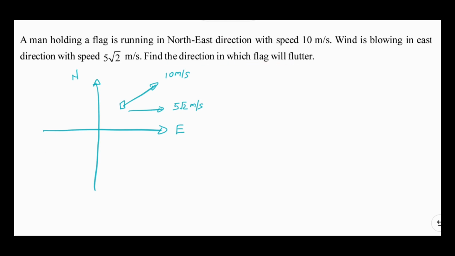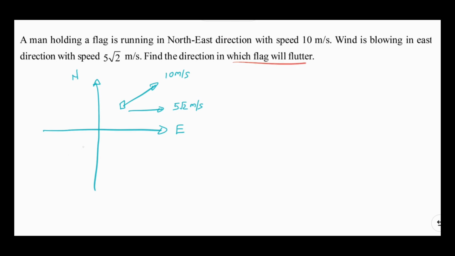If you observe a flag, it always moves opposite to the direction of velocity. If a man is moving in some direction, then the flag will go in the opposite direction. Similarly for wind, if wind is going in a direction, the flag will flutter in that direction only. So due to wind, the flag will flutter in this direction. Due to the man's velocity, the flag will flutter in this direction. So the resultant of these two will be the final direction of the flutter.